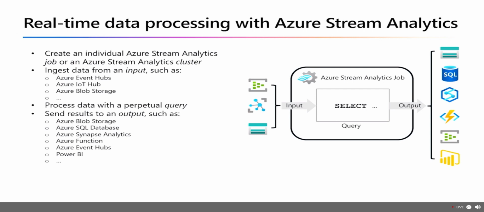Then you have Azure Data Lake Storage, which is a highly scalable storage service that is often used in batch processing scenarios, but it can also be used as a source of streaming data. You can also use Apache Kafka, which is an open source data ingestion solution and is commonly used together with Apache Spark.